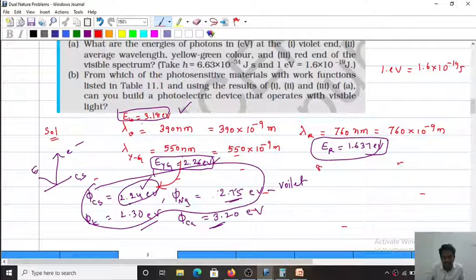Next, the last is red color. The energy of red color is 1.637 electron volts. So no emission of electron takes place with any one of these materials. Even for cesium, the work function of 2.24 is greater than the energy of red light, so no emission takes place with any one of these materials.